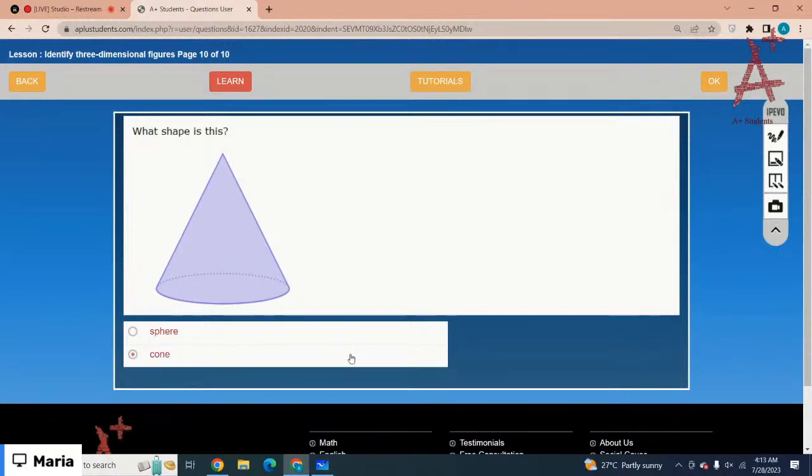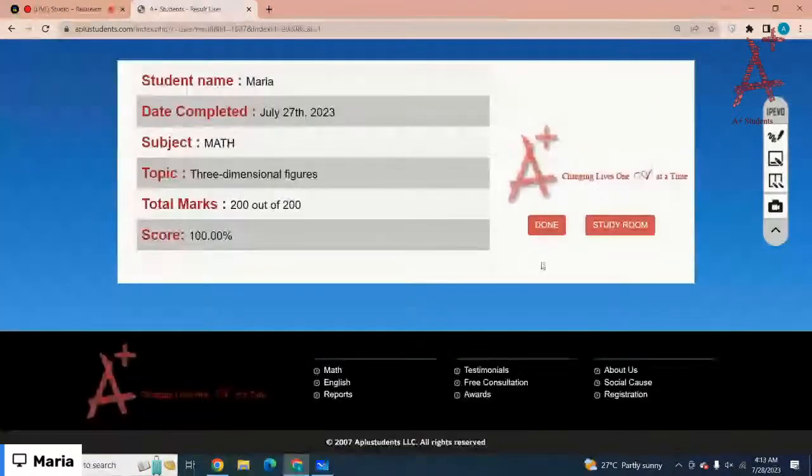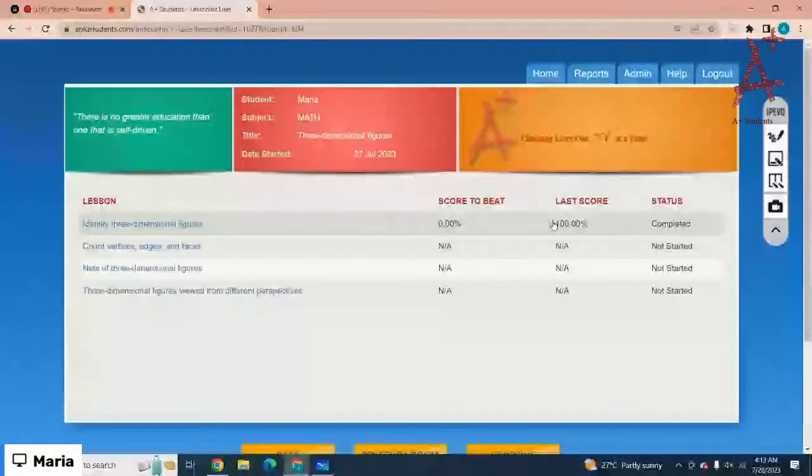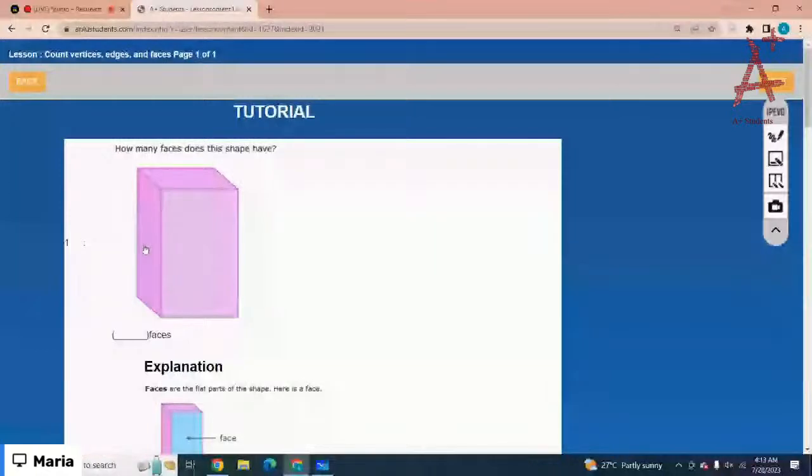Okay, we are done with the lesson. Let's move on to the next one. And the next one is count vertices, edges, and faces. Okay, how many faces does the shape have?